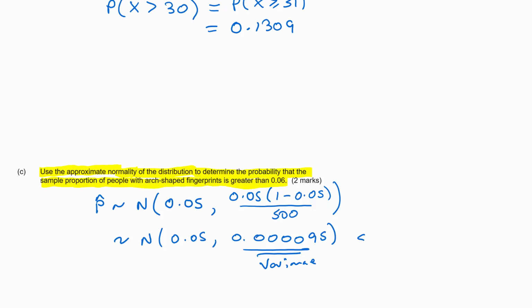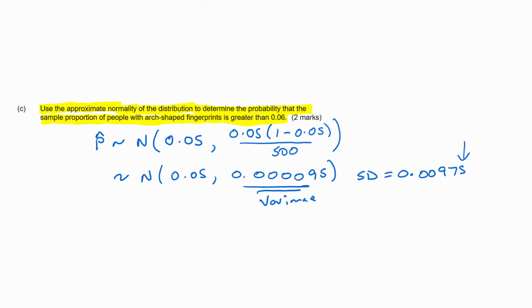We need the standard deviation for the calculator, and that's going to be the square root of the variance, which is approximately 0.00975. I have rounded this figure just here. And then, once again, that is just done on the calculator. The probability p hat is greater than 0.06 is going to be 0.1525, correct to 4 decimal places.